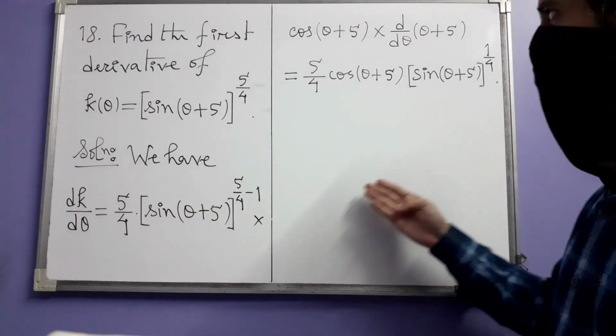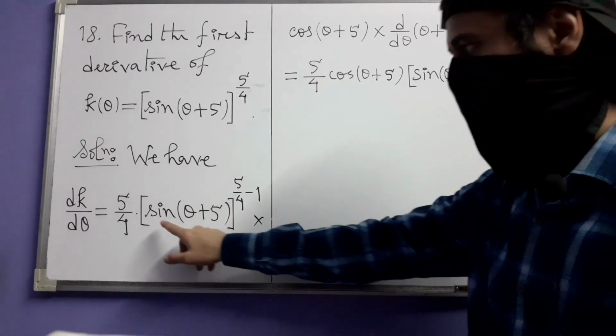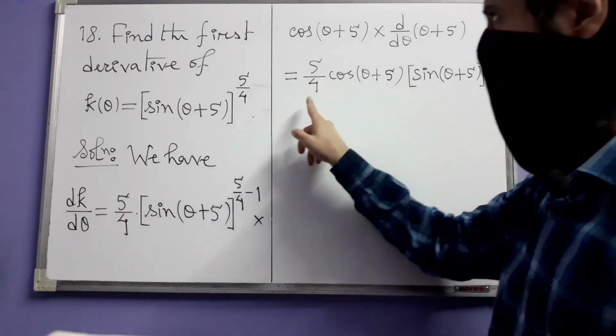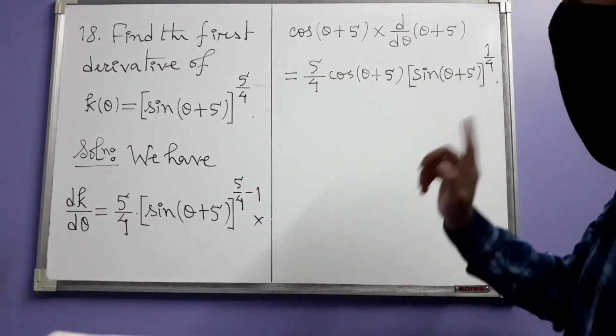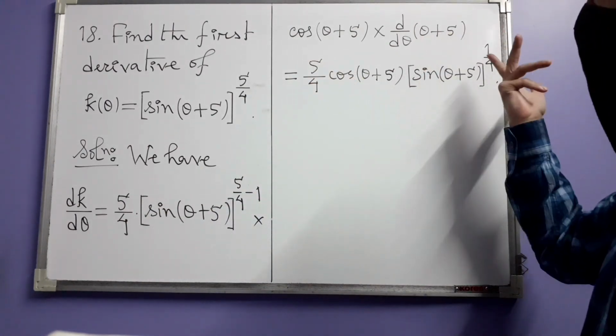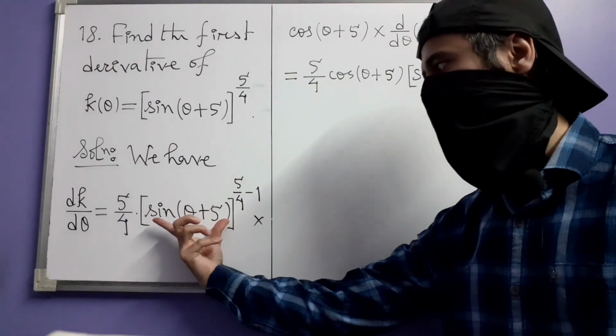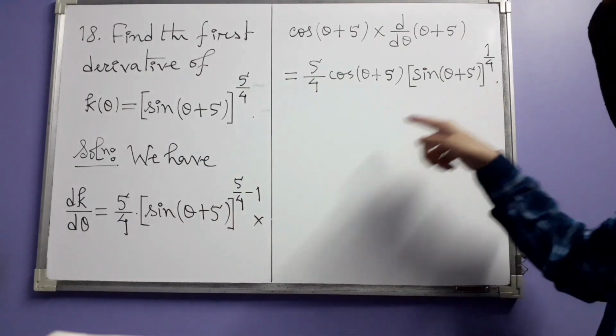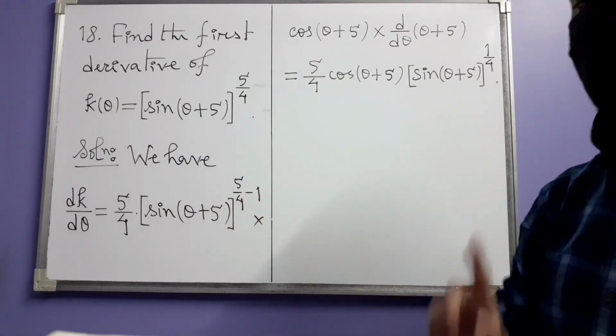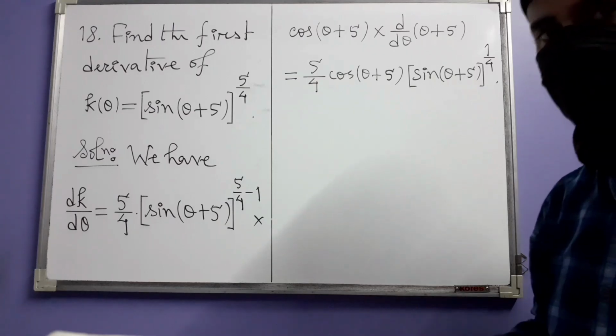So this one becomes, after you do a little simplification, 5 divided by 4 times cosine of (θ + 5). This one is going to be 1, so times sine of (θ + 5) to the power, what is this? 5 over 4 minus 1 is 1 divided by 4. So that is the derivative.